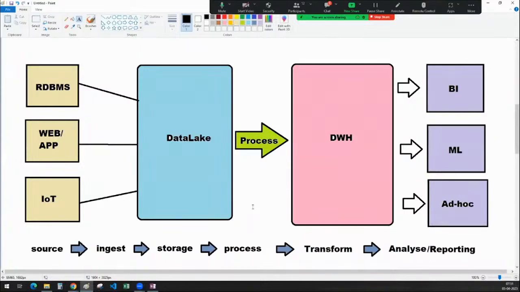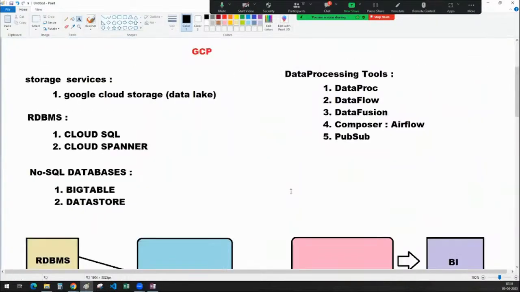You want to create a data pipeline, but you don't want to write any code. You want to create a pipeline and do the transformations without writing any code. That's where you have to go for Data Fusion, guys.